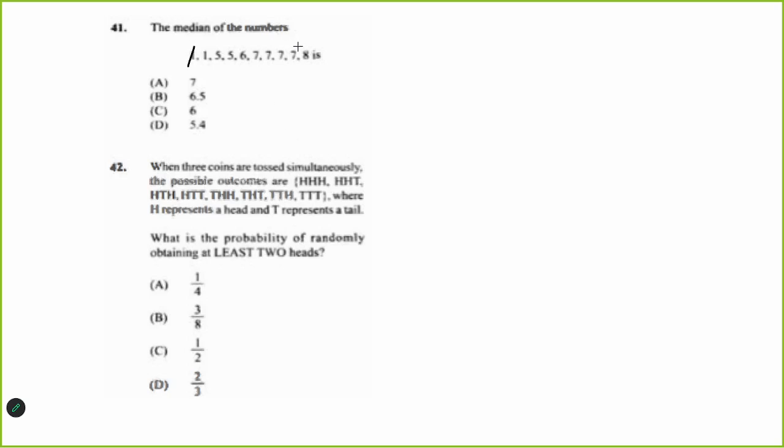Median, take this, take this, this. 6 and 7 is 13. 13 divided by 2 is 6.5. So that's the answer.